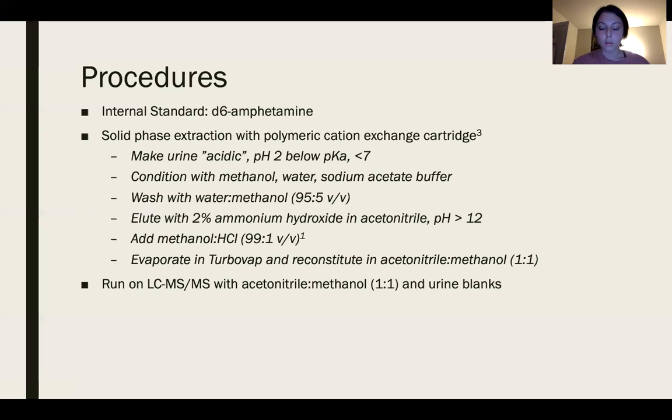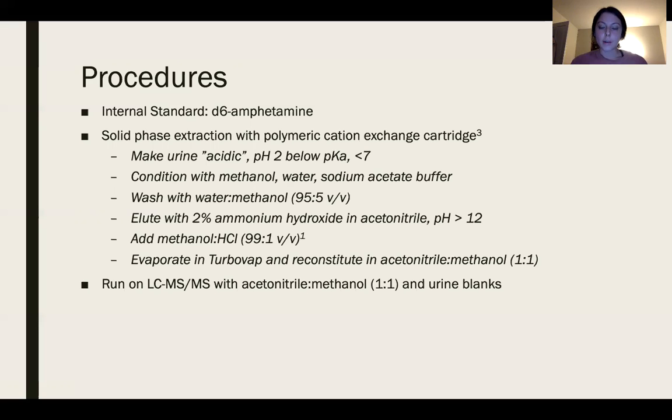So water will create air pockets, so the methanol makes sure that those air pockets aren't created. Then the water is going to wash away that methanol, and then the sodium acetate is going to make sure that the amphetamine maintains its positive charge when it's going through.